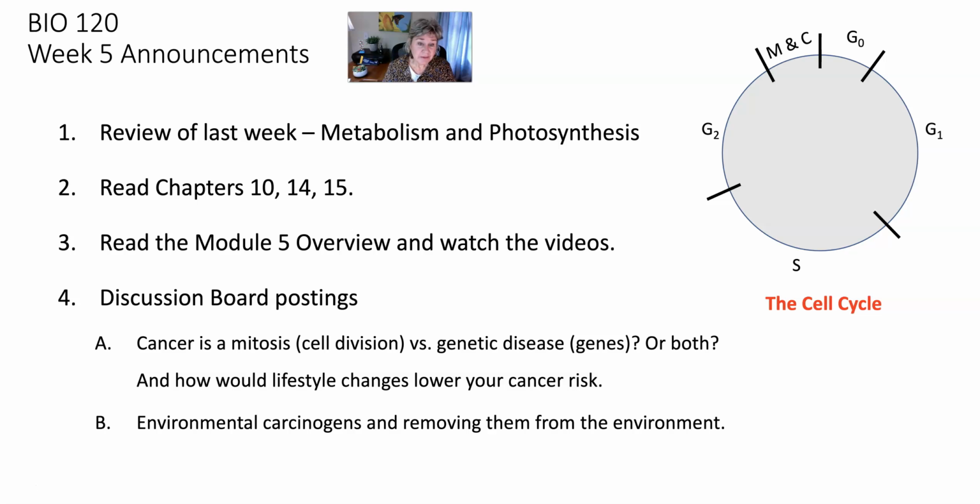Read chapters 10, 14, and 15. At least skim through them. Remember, you have an OpenStax textbook, which means it is free. It is online. It is searchable. Chapter 10 is about cell reproduction. Chapter 14 is about DNA, the molecule itself, and how it replicates. And chapter 15 is about how DNA is used to make proteins through transcription and translation, processes in cells. And this is in all cells, prokaryotic and eukaryotic.